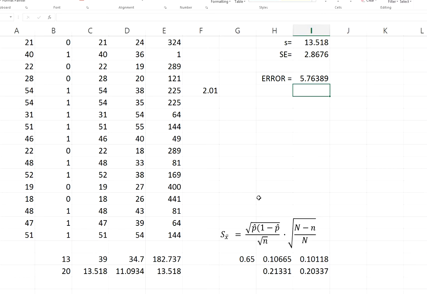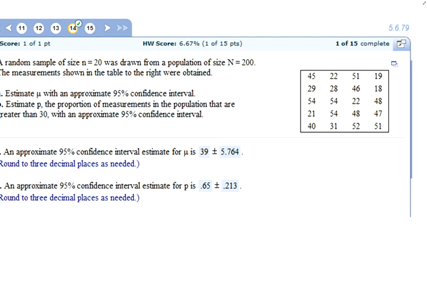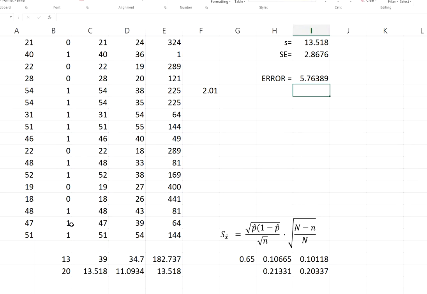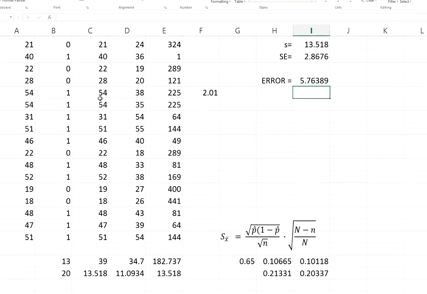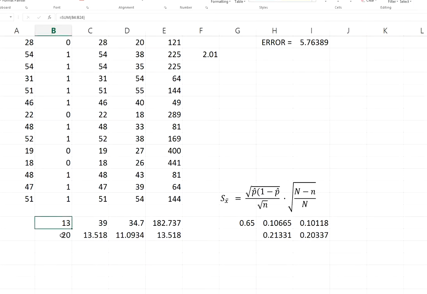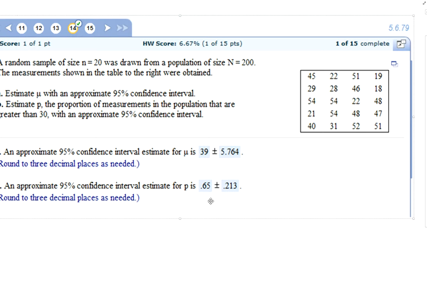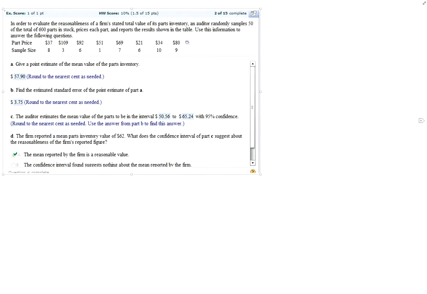For the second part, it says to estimate the proportion of measurements in the population that are greater than 30. Very simple: you count how many are greater than 30, and I found 13 out of 20. So the proportion is 0.65, and I calculated the standard error and found the error is 0.213. So this is plus or minus 0.213. Okay, next question.